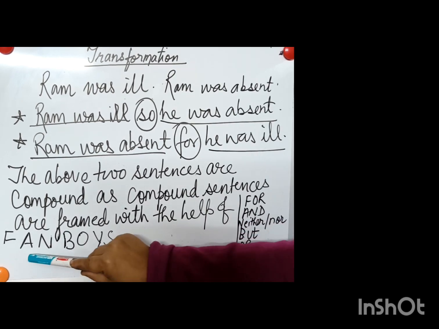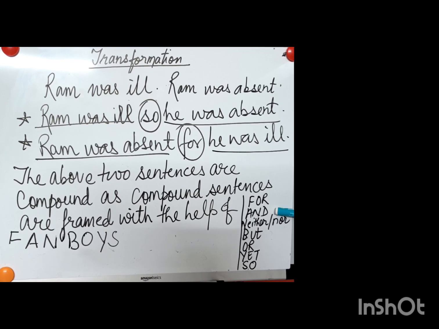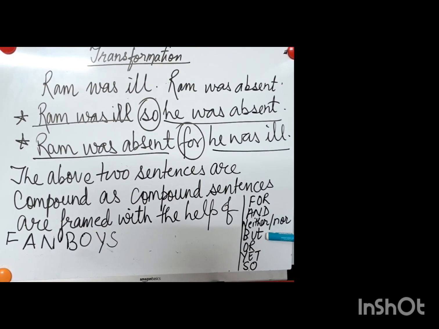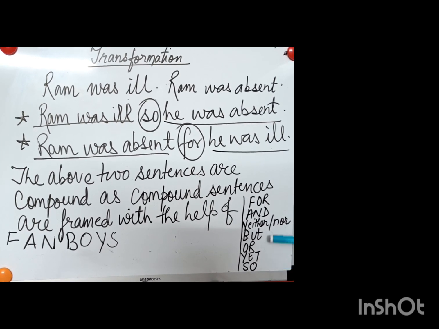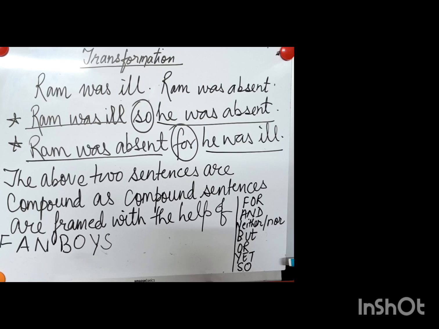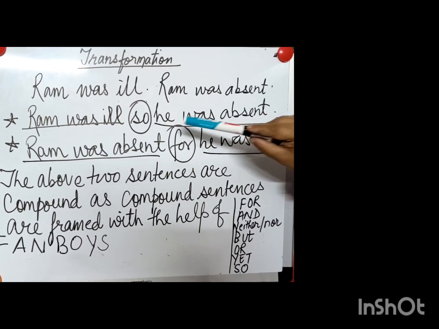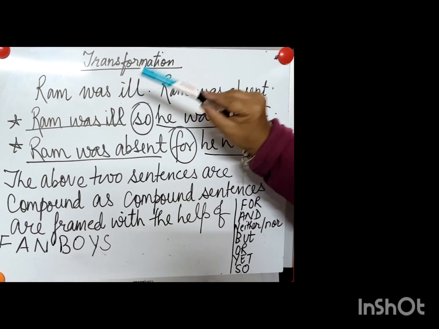Now for fanboys, the F stands for the word for, A and, N neither nor, B but, O or, Y yet, and S so. So if we use any of these, then we are able to get a compound sentence. So we have to see why Ram was absent. So the cause for his absence was his illness.